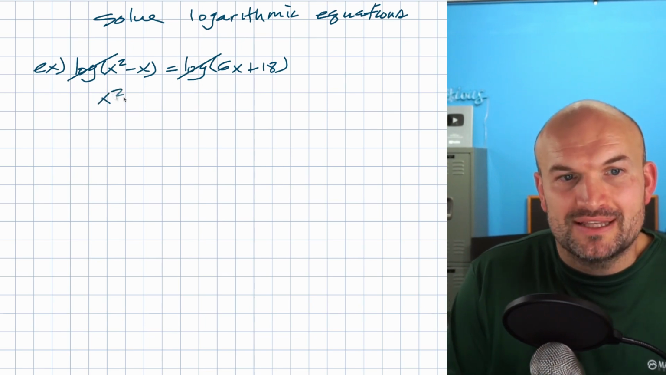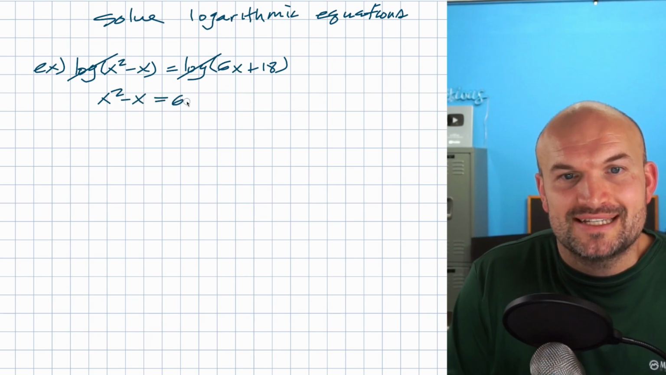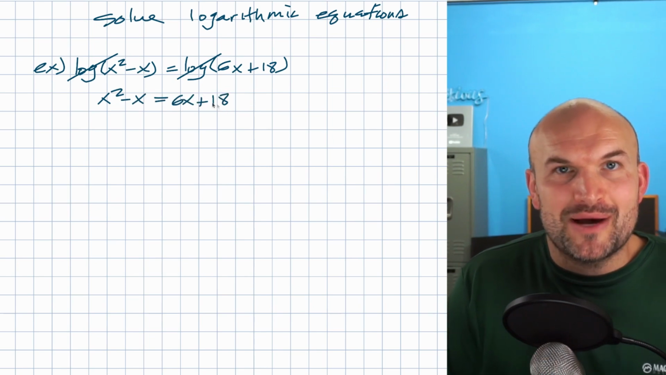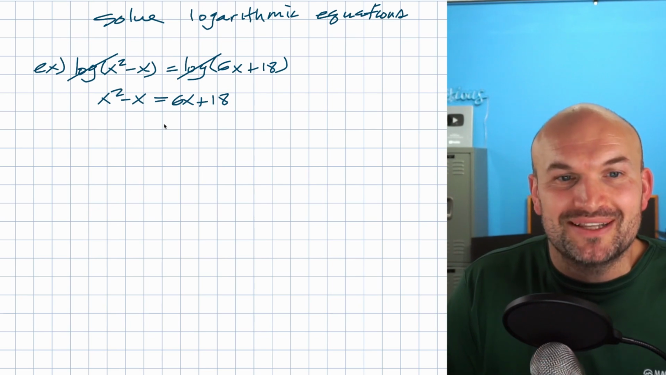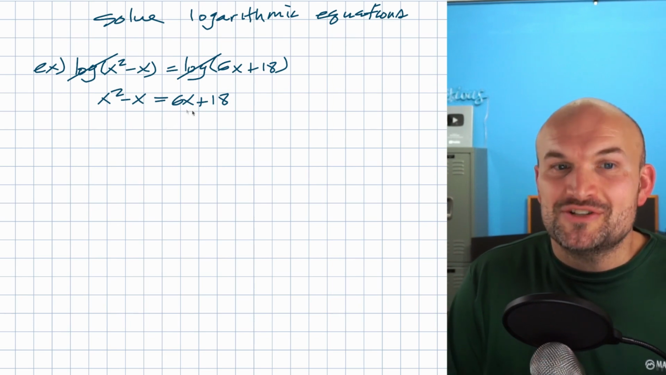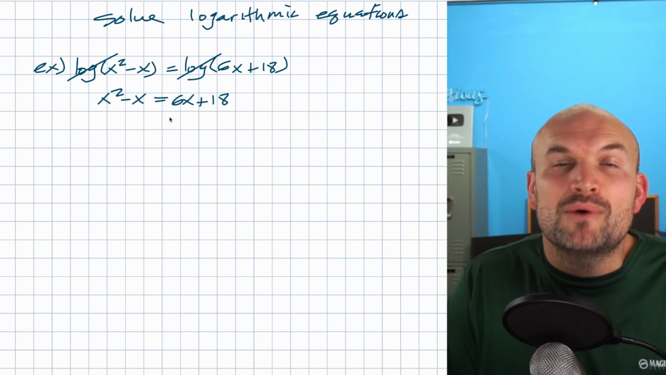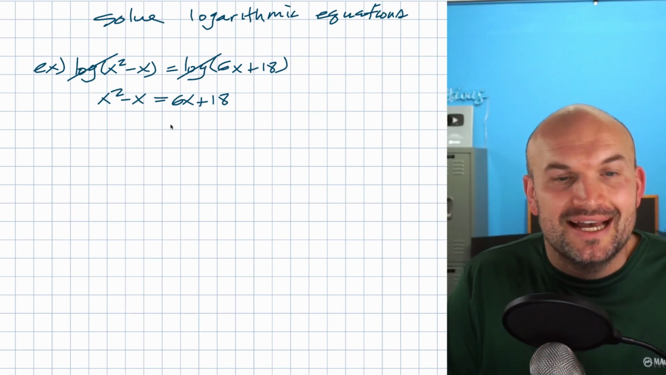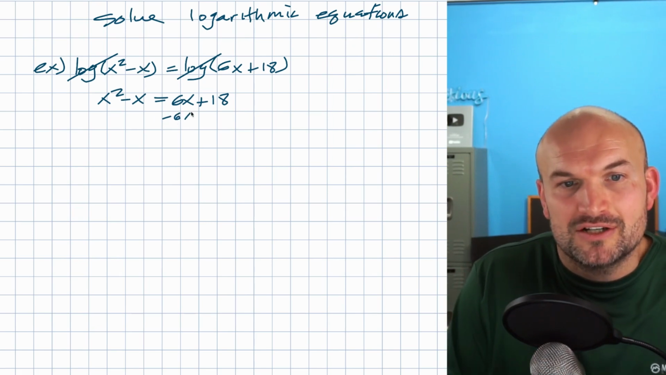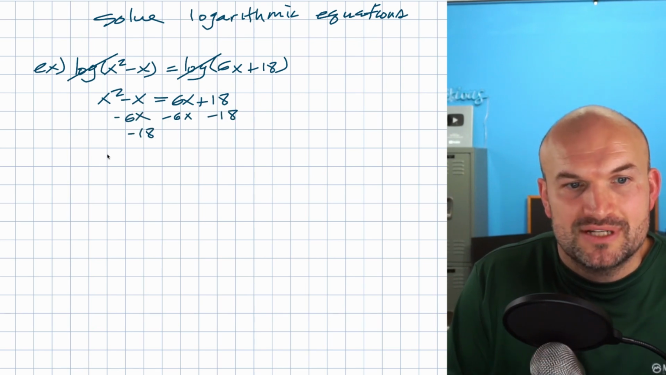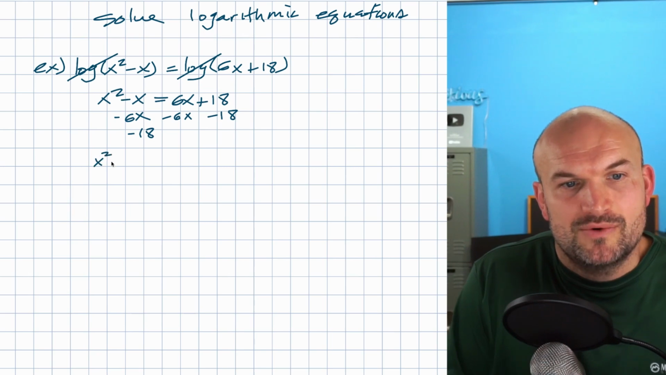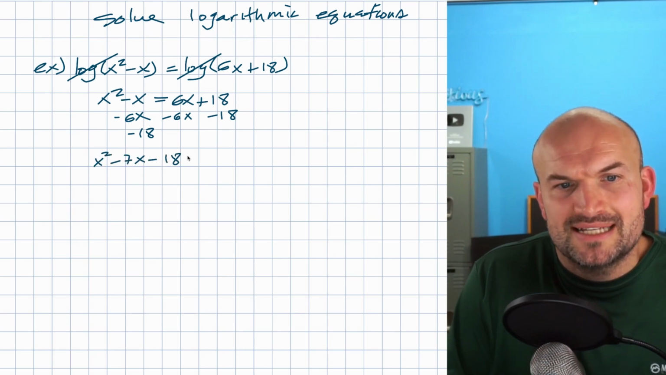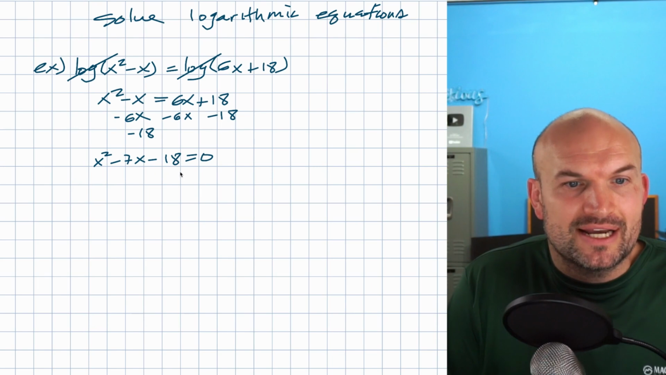So now I can just rewrite this as x squared minus x equals 6x plus 18. So guess what? We were doing a logarithmic equation and we quickly just converted this to a quadratic. Now when solving quadratics, remember we want to get everything to the same side and set it equal to 0. So to do that, I'll subtract 6x on both sides and subtract 18 on both sides. Therefore, now I'll get x squared minus 7x minus 18 equals 0. And now I can just go ahead and factor this.